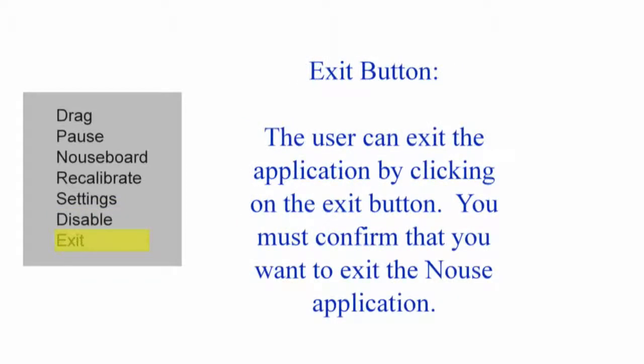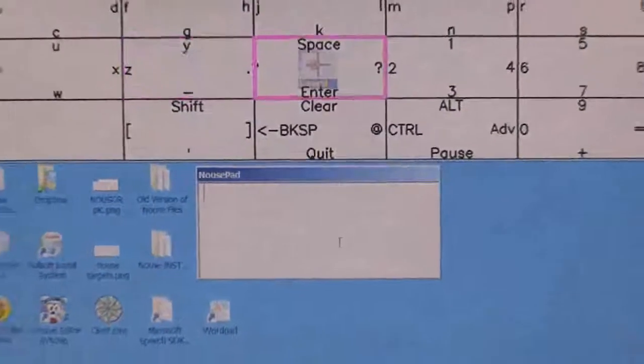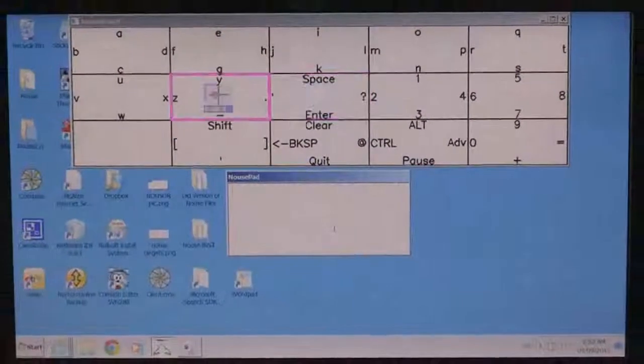Exit button. The user can exit the application when they are finished. To exit the application, the user clicks on the Exit button. The application will then ask the user to confirm if they'd like to exit. If the user selects the Yes button, then the application is closed. Now let's take a look at how to use the Nouse board. The Nouse board is an on-screen configurable keyboard that works with Nouse application to allow a user to type hands-free.